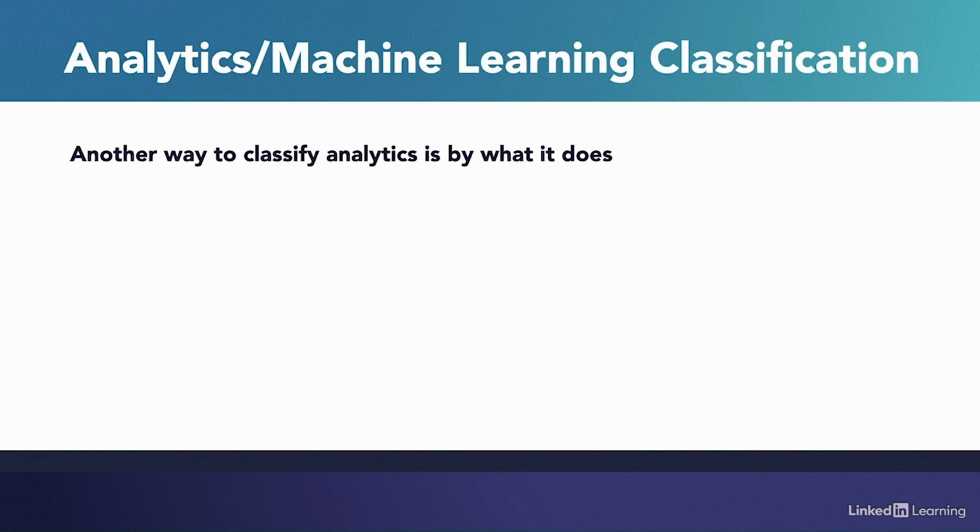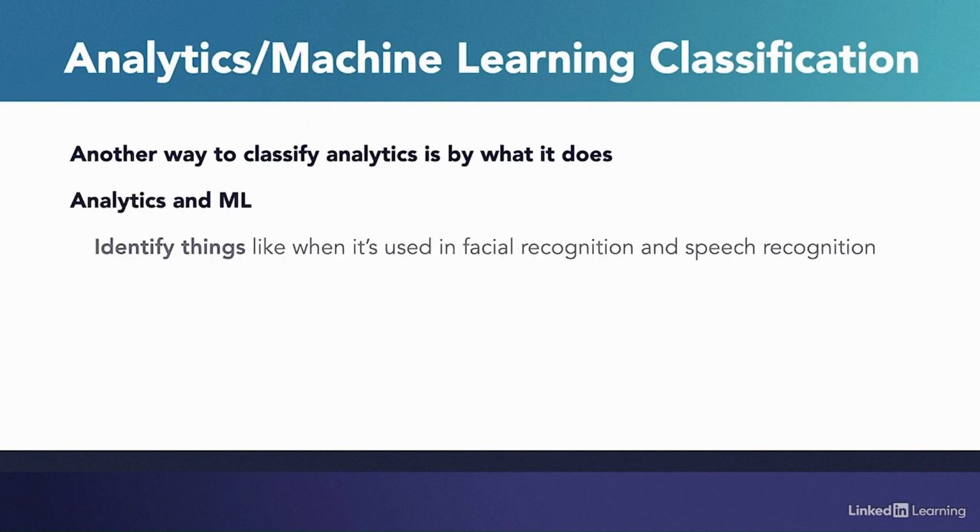Another way to classify analytics is by what it does. Analytics and ML identify things, like using facial recognition and speech recognition.